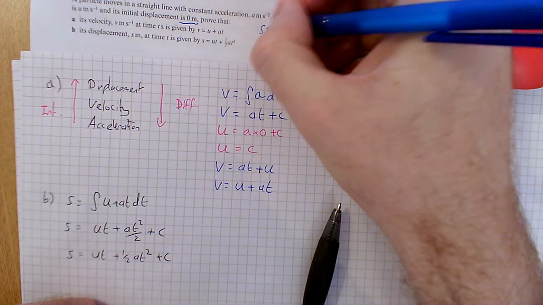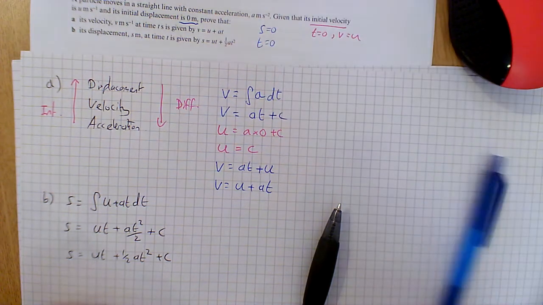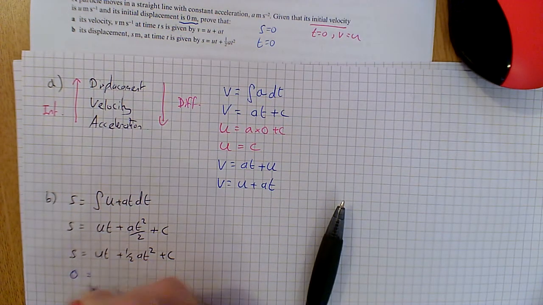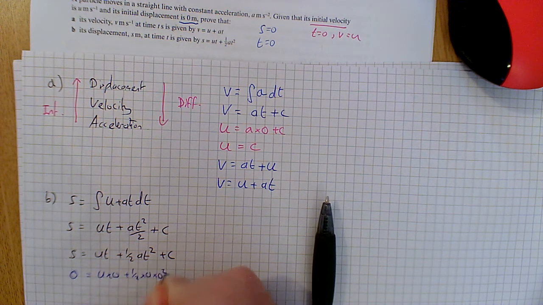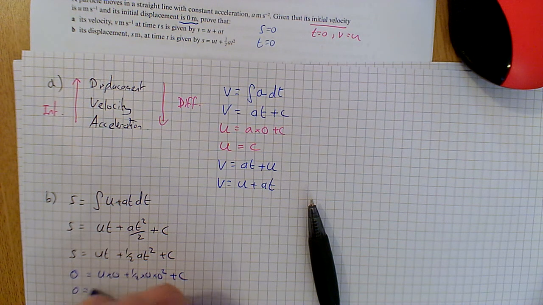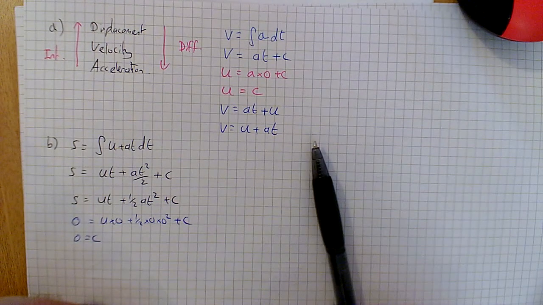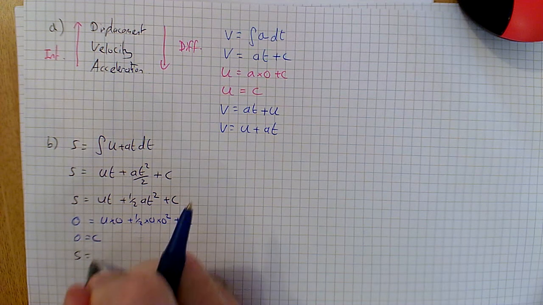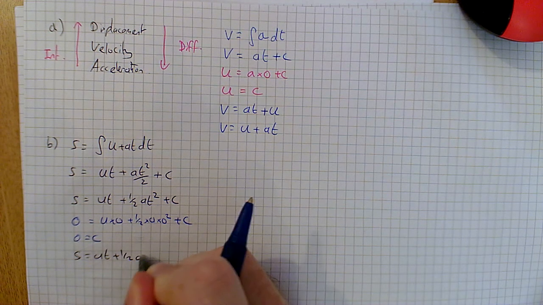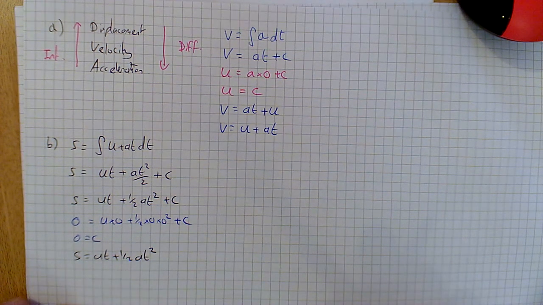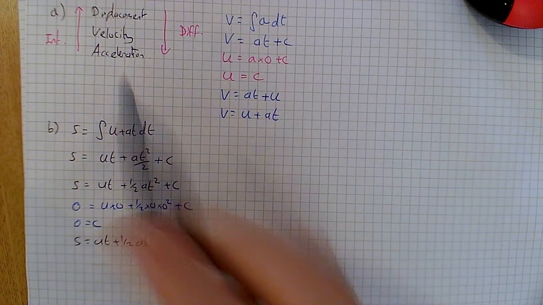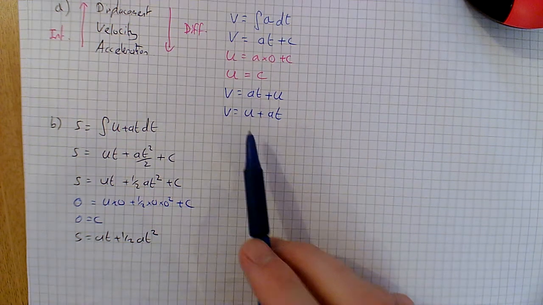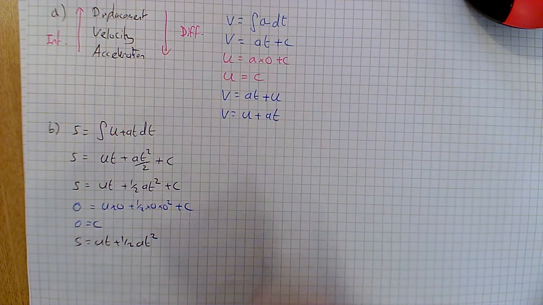So that tells us that s is 0 when t equals 0. So if we substitute that in, we have that 0 is equal to u times 0 plus a half times a times 0 squared plus c. You'll get that 0 is equal to c, and then we get our result that we want. So s is ut plus a half at squared. Okay, so that's where the displacement, velocity, acceleration, the Suvat formulas fit in with this idea that we can differentiate and integrate. So we can use that idea to integrate to move between v equals u plus at and s equals ut plus half at squared.